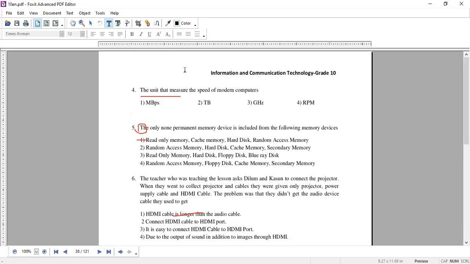The next one. The unit that measures the speed of a modern computer. There's gigahertz. So the third answer. Everyone has put the correct answer. Good.